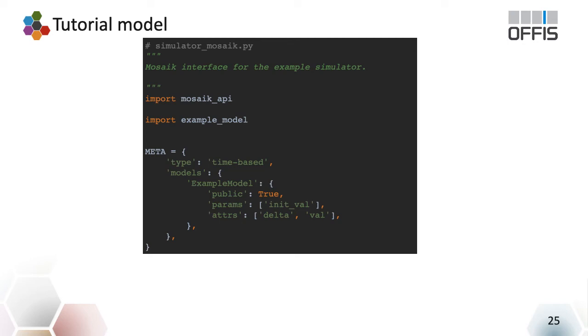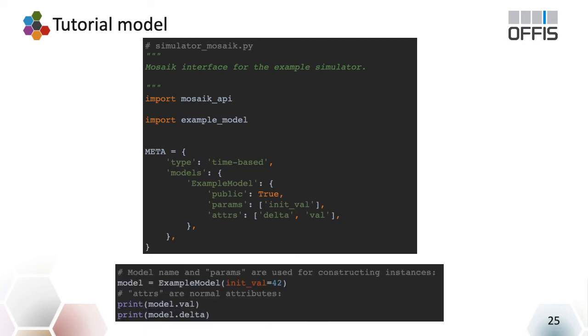So based on this meta description, we know how we should be able to call this model. So we should be able to instantiate by calling example model, which is here defined in the models list, and by defining the init value. And then we can access these values which are in the attribute list.